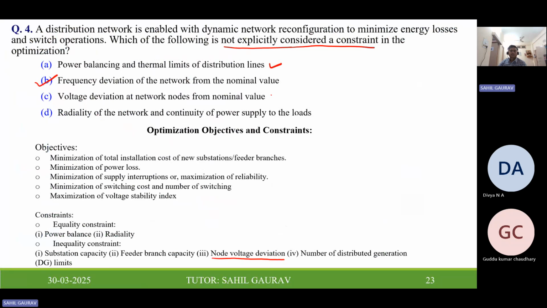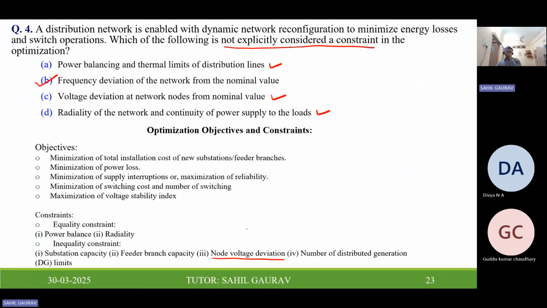So this is also a constant. Redundancy of network, yes, it is one of the equality constraints, and the continuity of power supply to loads, yes, this power balance should be there for continuity of power supply. So option D is also a constraint.